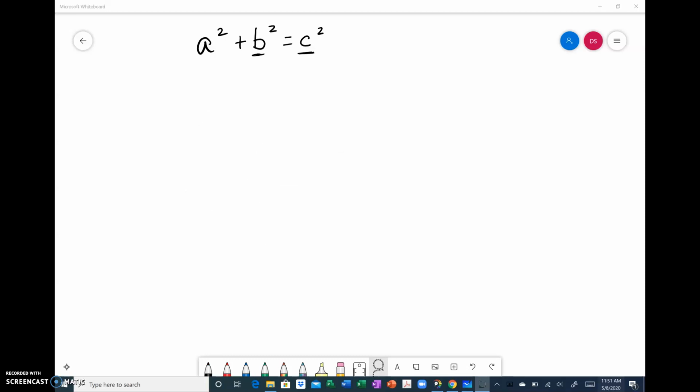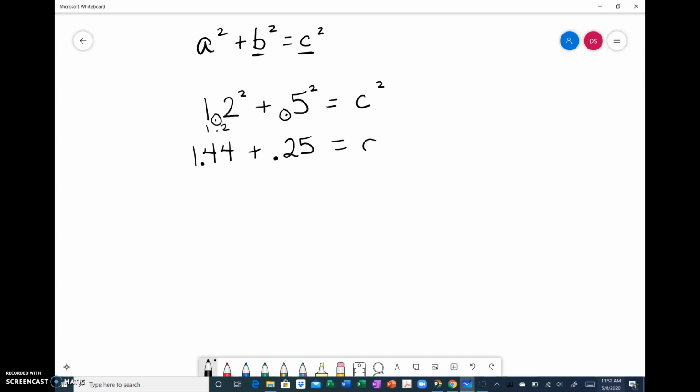Number 2, still solving for C. So we're going to have 1.2 squared plus 0.5 squared is going to equal C squared. Now, you can still use your perfect squares for this, but keep in mind that we have decimal points. So I know that 12 squared is 144, and because I would be doing 12 times 12, or 1.2 times 1.2, I know that I need to put my decimal point right there. Same with 0.5. It's going to end up being 0.25 as an answer, okay?